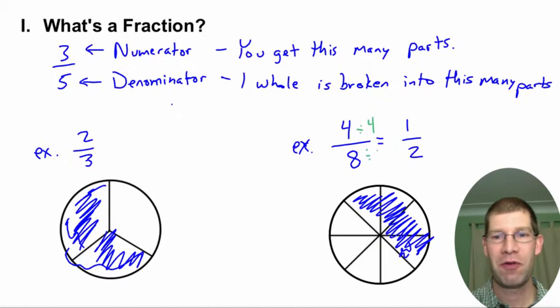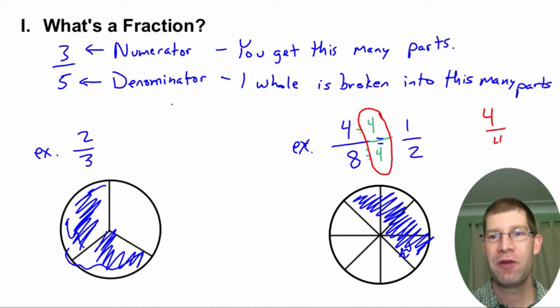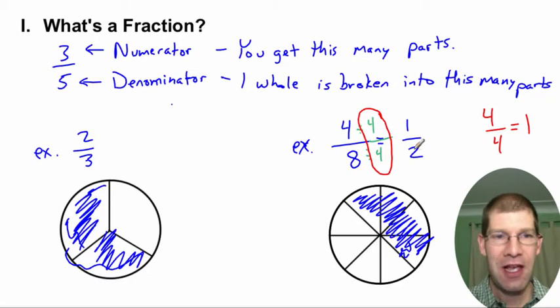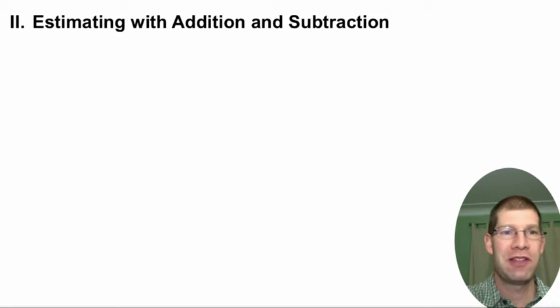So if I divide them both by 4, 4 divided by 4 is 1, 8 divided by 4 is 2. And essentially what I really did is, when I divided by 4 over 4, if you think about that, what is 4 over 4? If you break something into 4 parts and you have 4 of them, you have the whole thing. So essentially I took the 4/8 and divided by 1, which is why 4/8 equals 1/2. Dividing by 1 doesn't change the value of something. So that's just real fast, kind of, what is a fraction?